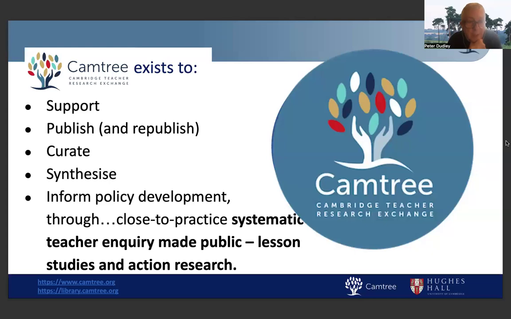And so we've created Camtree, which specifically exists to support, publish, curate, and make public syntheses of teacher research, close to research. And that collection, which is now about 750, is mainly comprised of lesson studies and action research. And there's a wonderful Kazakh collection that's growing on Camtree. So I don't think I've said anything that conflicts with Colleen's presentation.